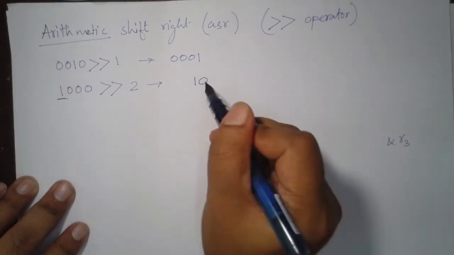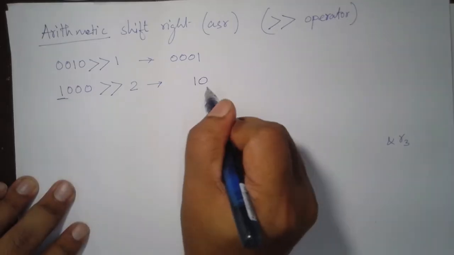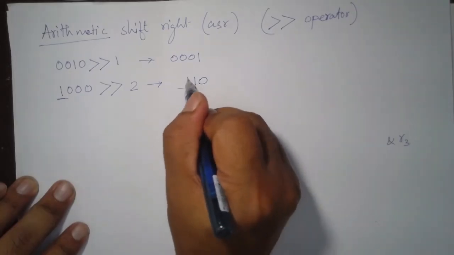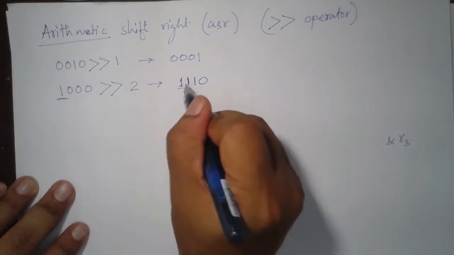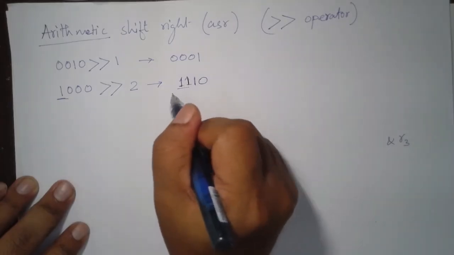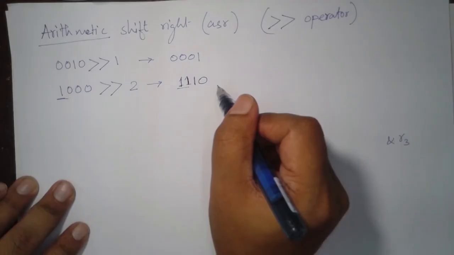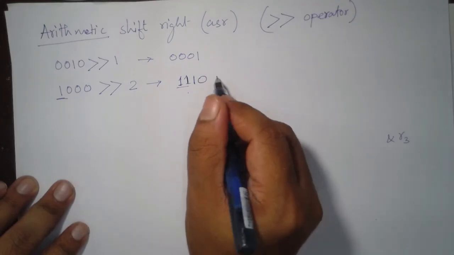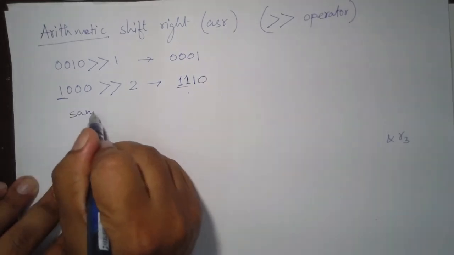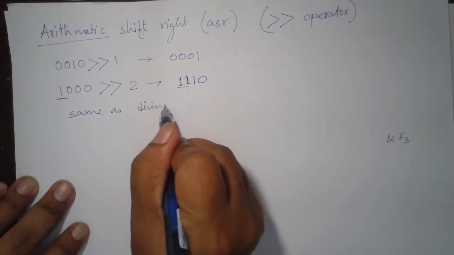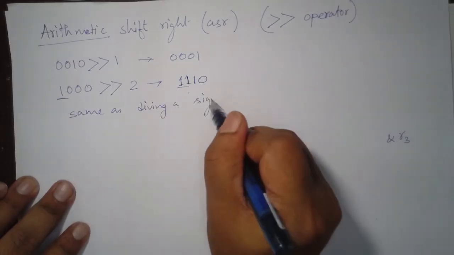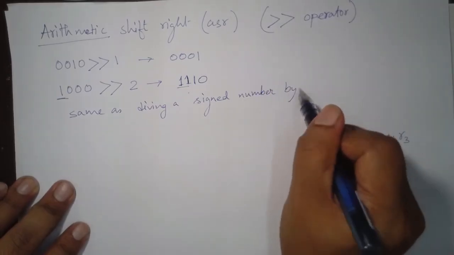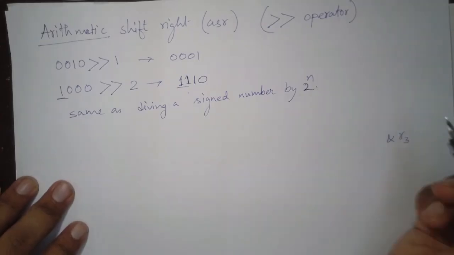So, this is what the shifted number looks like. Now these two positions will be the same as your sign bit, so basically you have to replicate the sign bit. Okay, so this is your arithmetic shift right operation, and this operation is the same as dividing a signed number by 2 to the power n.